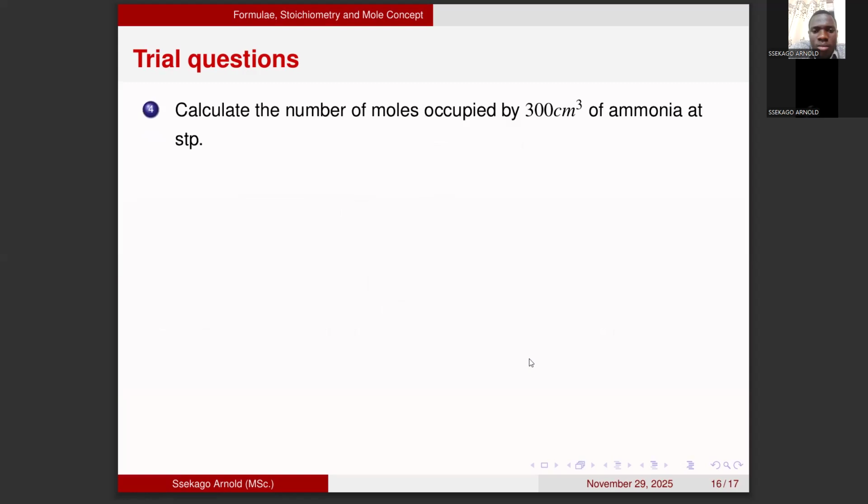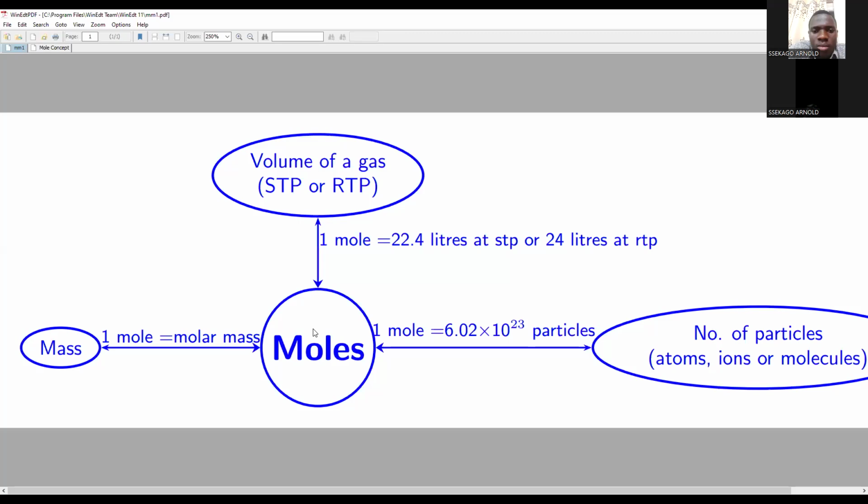Then finally, for item 4, we wanted to determine the number of moles occupied by 300 centimeters cubed of ammonia at STP. So we want to move from moles to volume. What does the mind map say? The mind map says that from moles to volume of a gas, the volume can be at STP or at RTP. We say that 1 mole is equal to 22.4 liters at STP, or 24 liters at RTP.